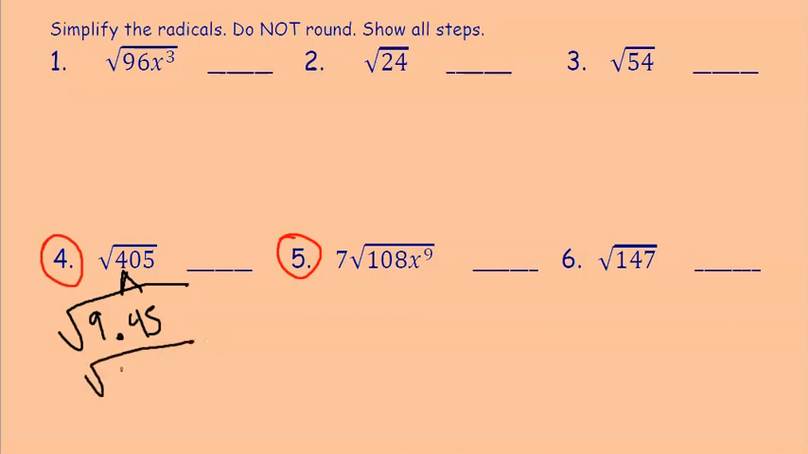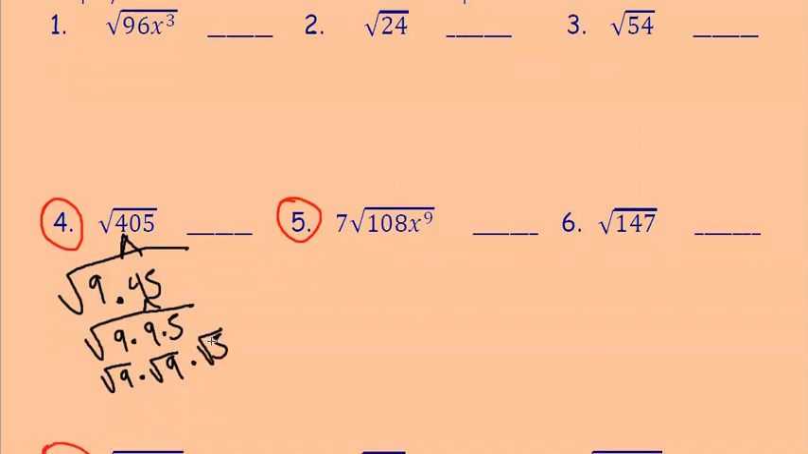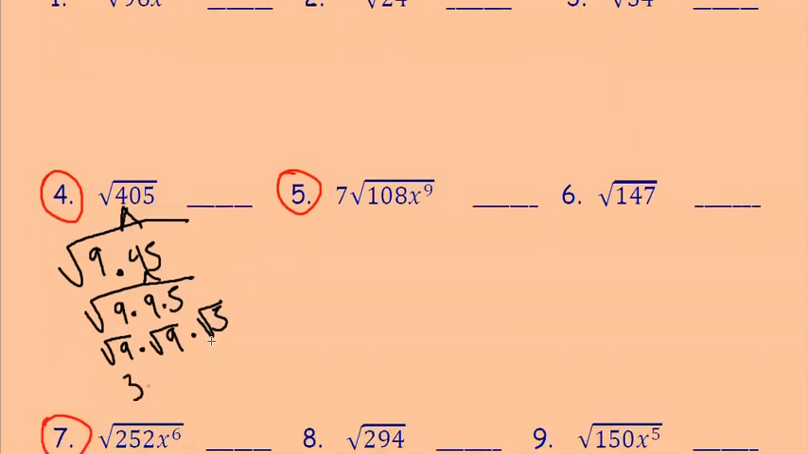45 is 9 times 5. So we have the square root of 9 times the square root of 9 times the square root of 5. That's 3 times 3 times the square root of 5. That gives you 9 square root 5.